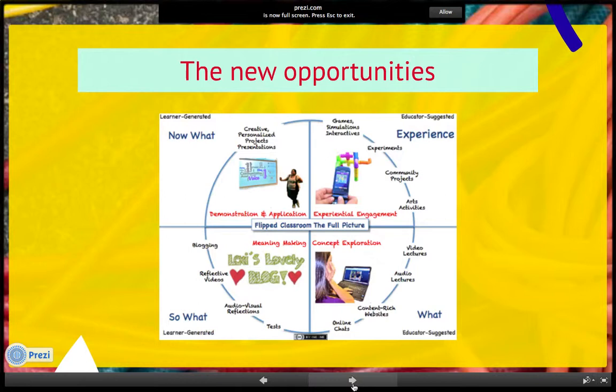You can have students reflect by using like the iPad. You can have them make their own videos about a lesson and then show it to the class. They can blog. You can do so many more things with the technology. You can have games, you can have experiments, different activities, all these different things that you are now able to do because we now have the opportunity to do that.